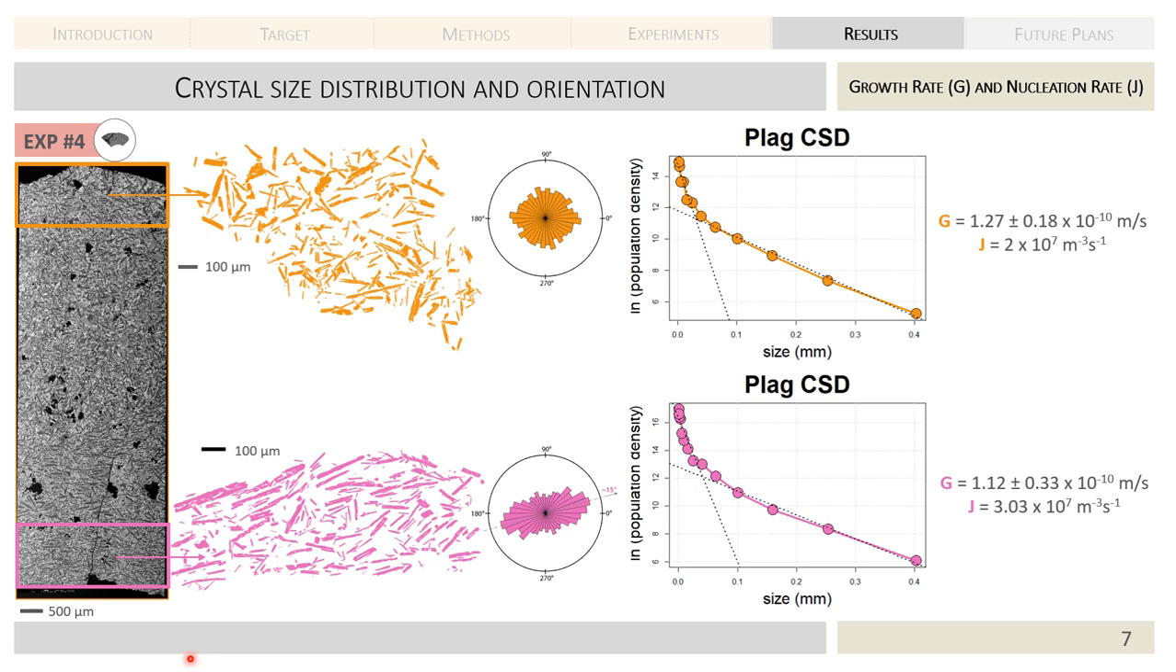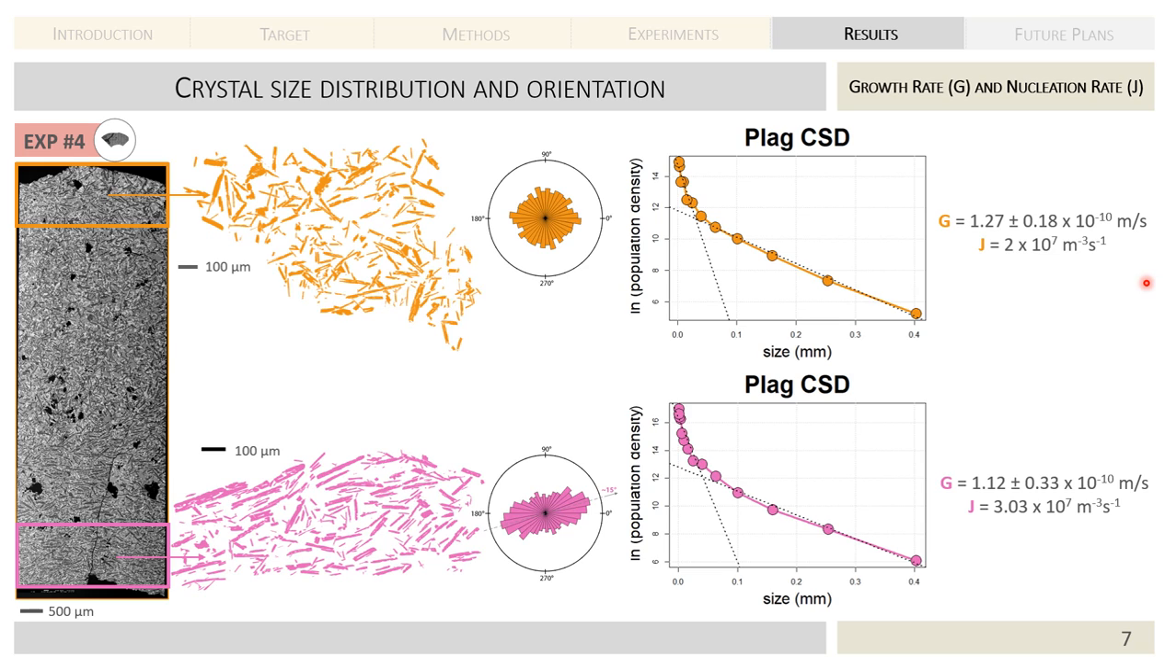Moreover, as is evident from these two rose plots, all crystals nearby the spindle present a very high orientation according to the strain rate direction. This feature is probably related with the higher strain rate in this area as well, which strongly influenced the orientation of the plagioclase.